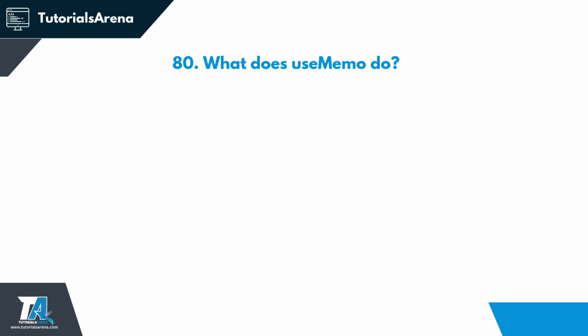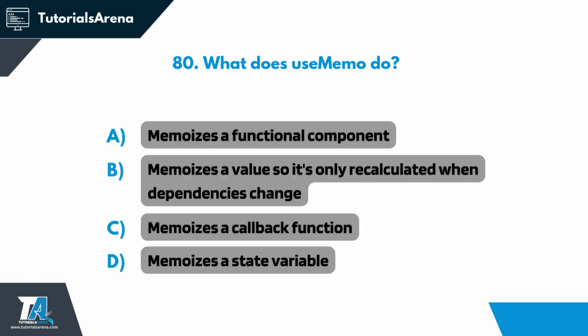Question 80. What does useMemo do? The options are Option A. Memoizes a functional component. Option B. Memoizes a value so it's only recalculated when dependencies change. Option C. Memoizes a callback function. Option D, memoizes a state variable. The correct answer is option B, memoizes a value so it's only recalculated when dependencies change. Moving on to the next question.